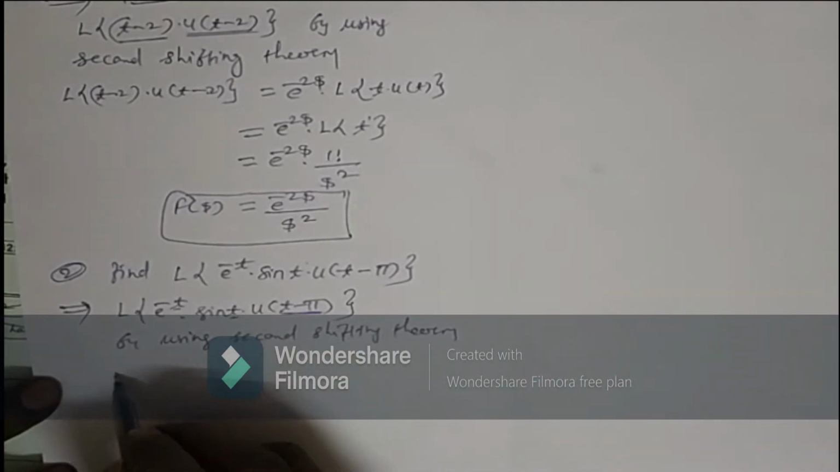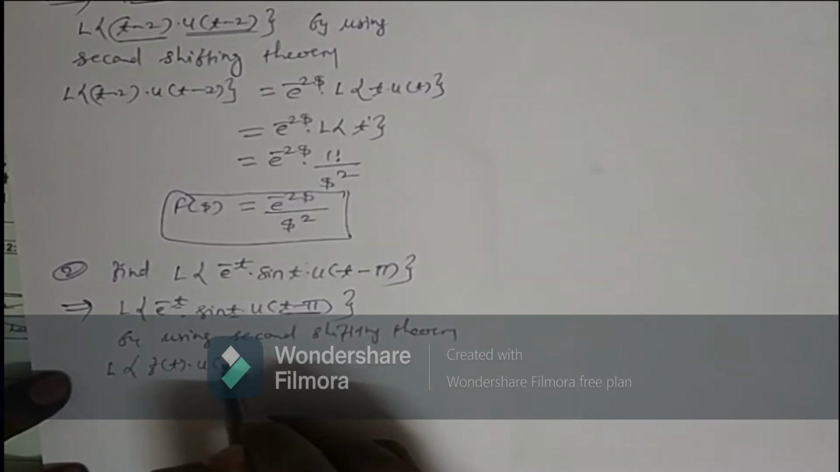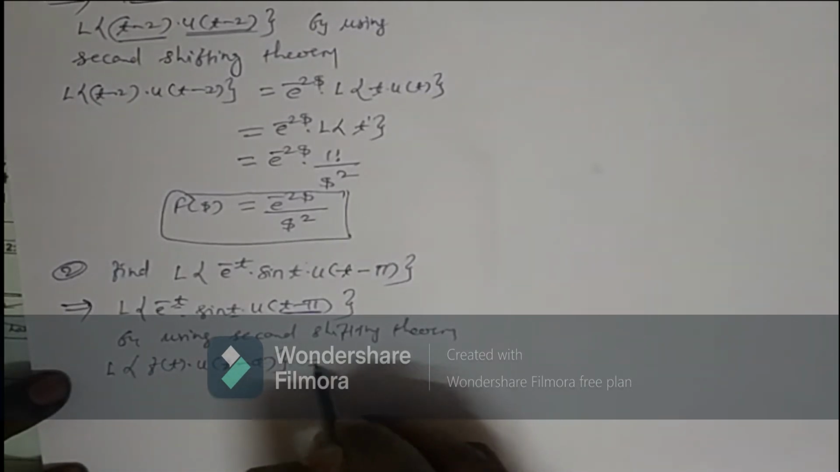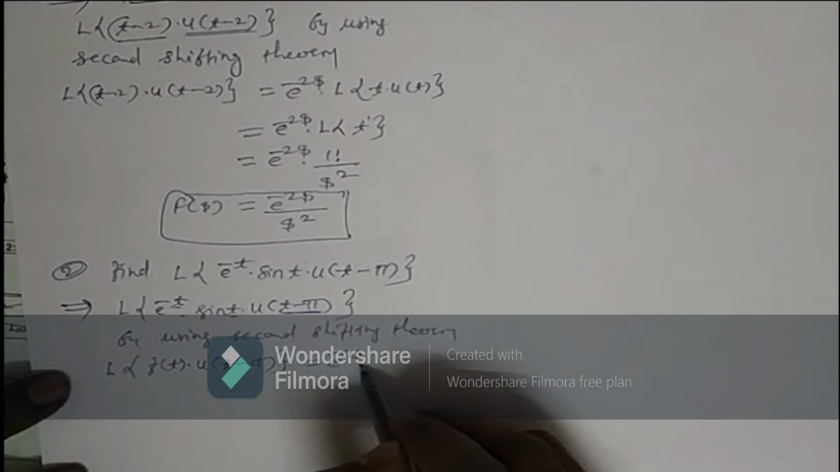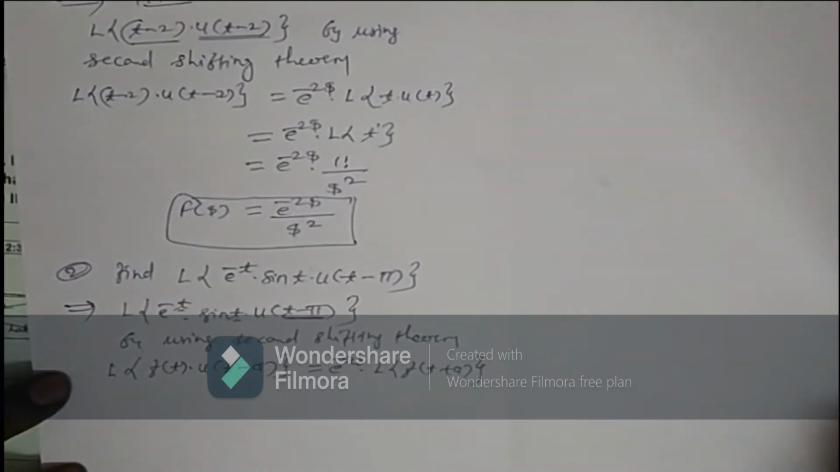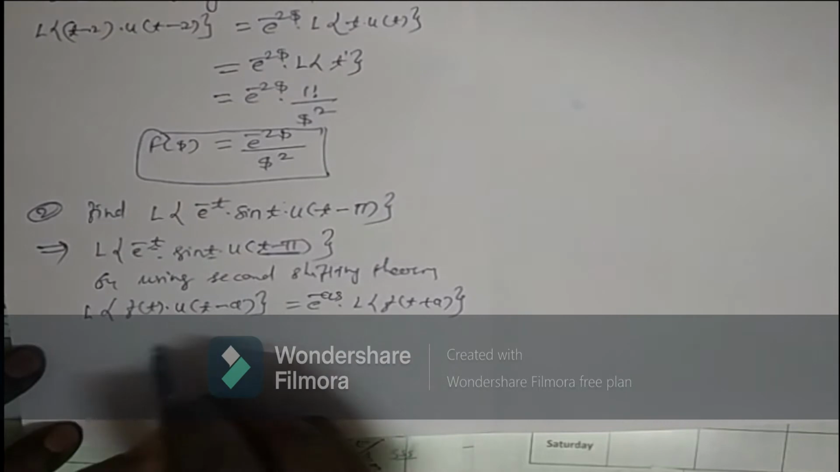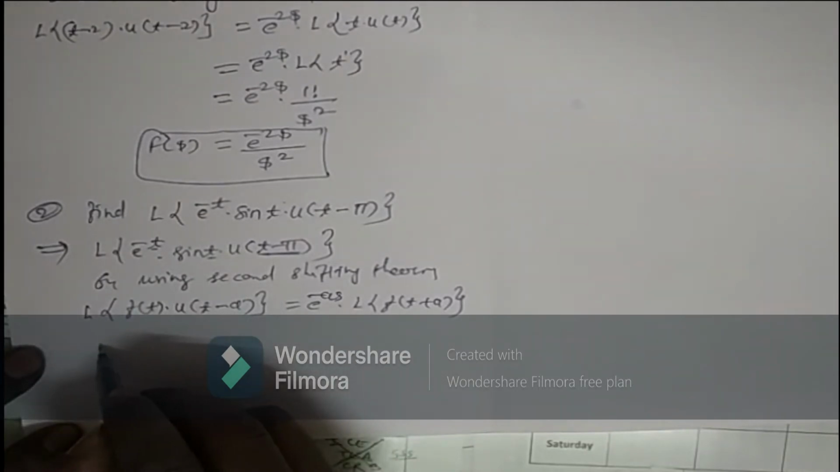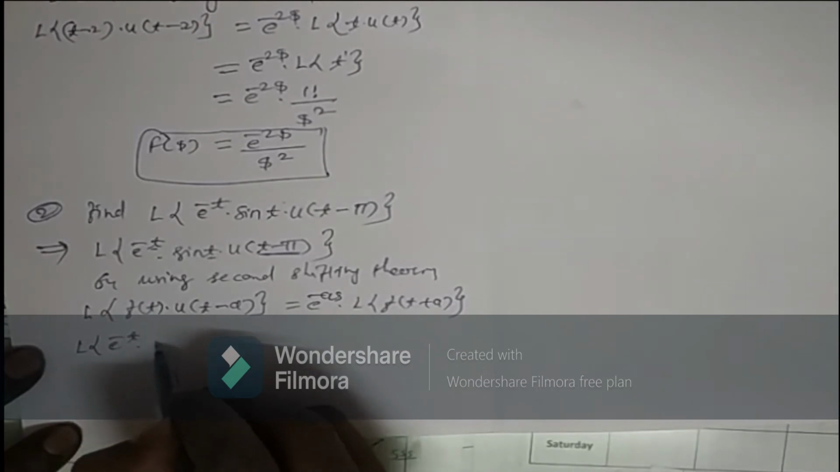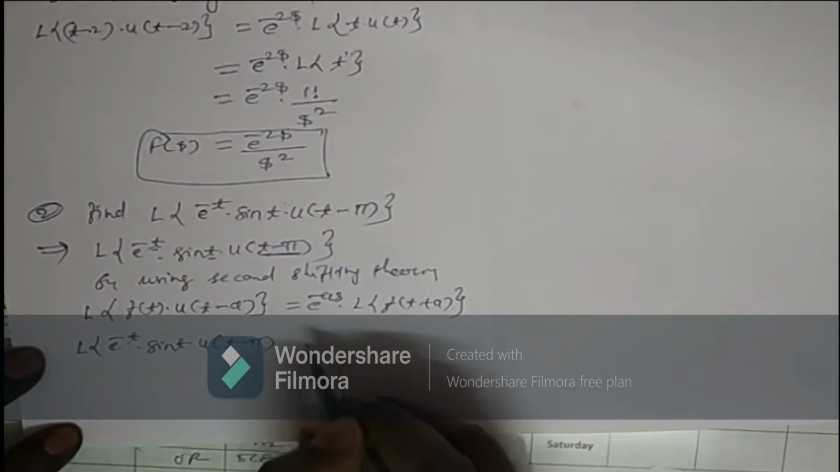Or we can directly use this formula, Laplace transform of f(t) u(t minus a). What is this formula? e raised to minus as into Laplace transform of f(t plus a). This formula also we can use. So if you use this directly, what we get? By using this formula we can write this as Laplace transform of e raised to minus t into sin t into u(t minus pi).